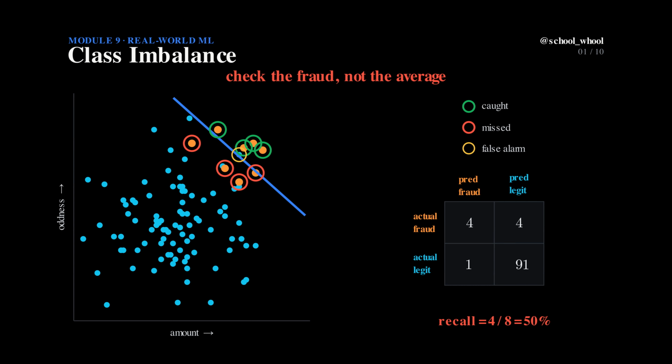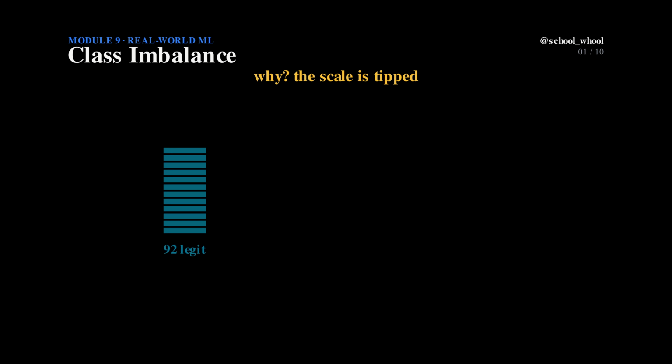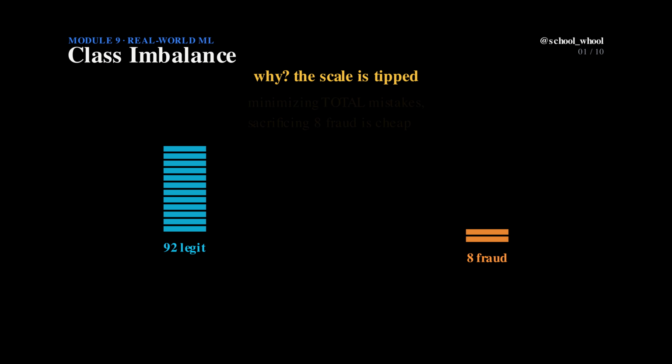Why does a trained model do this? Picture a scale. The model is trying to minimize its total mistakes. On one side sit 92 legit transactions, on the other, only 8 fraud. Against 92, sacrificing a few frauds barely moves the total error. To the model, the rare class is cheap to get wrong, so it mostly ignores it.